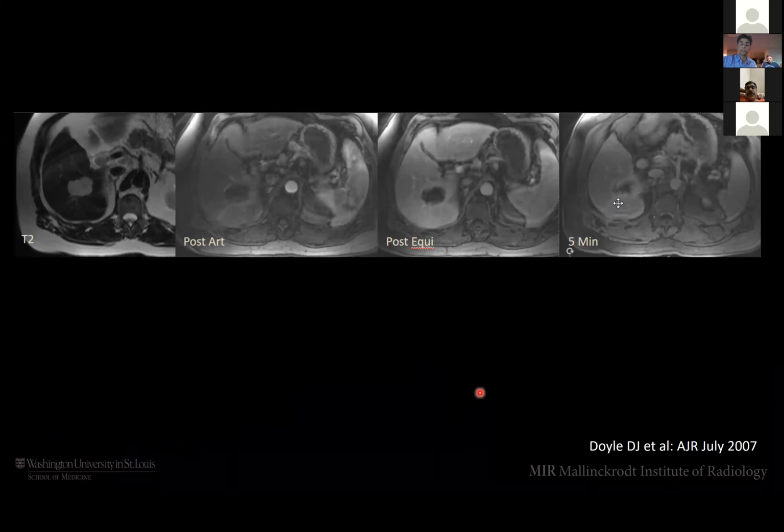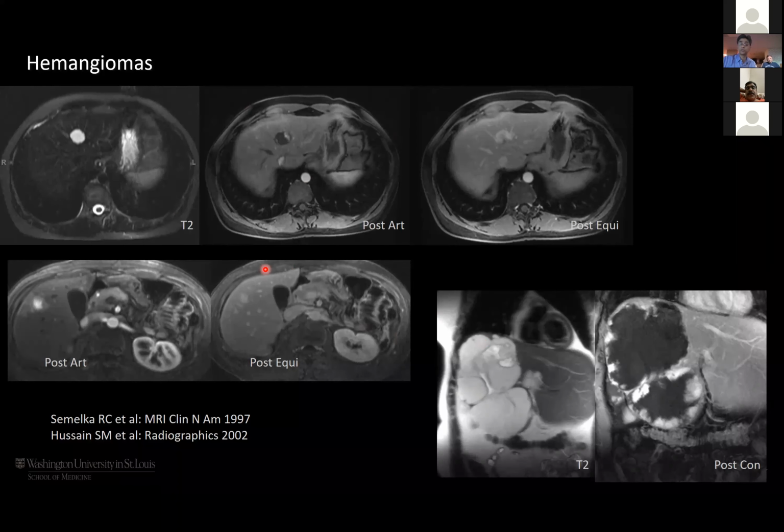There's no reason for any of these lesions to send the patient for a biopsy. You should be able to make the diagnosis in all these particular cases without giving a differential. You should be able to say that this is indeed a hemangioma.